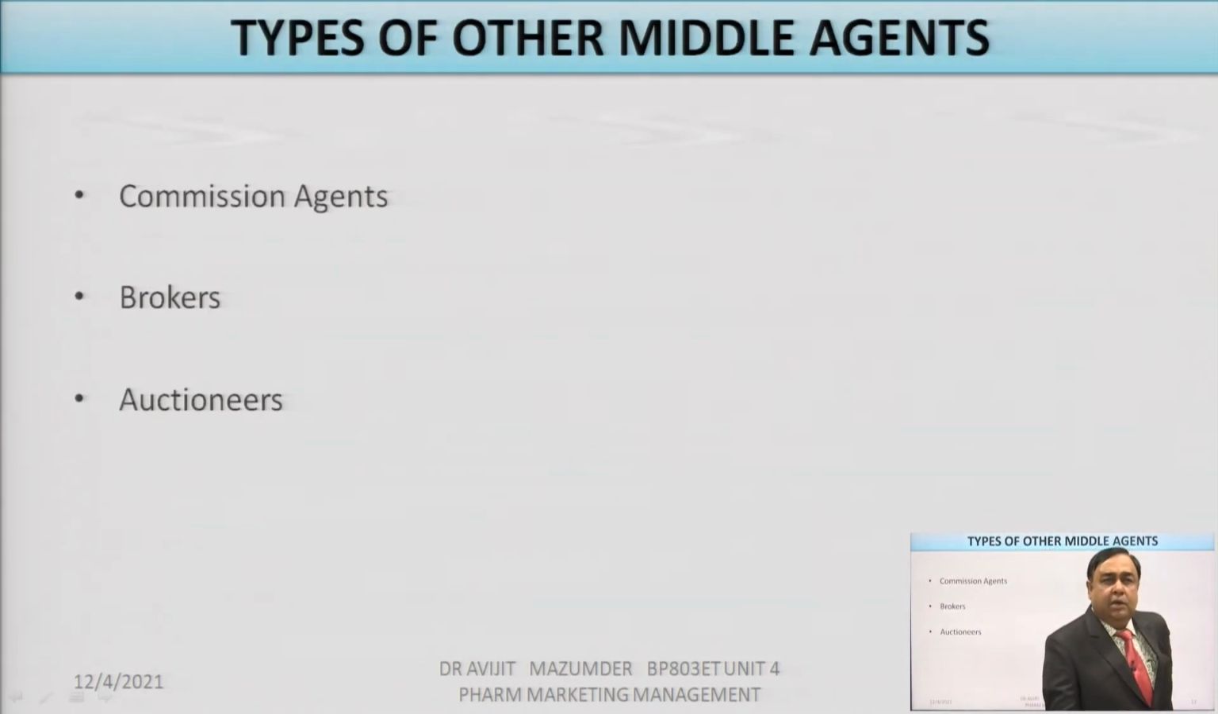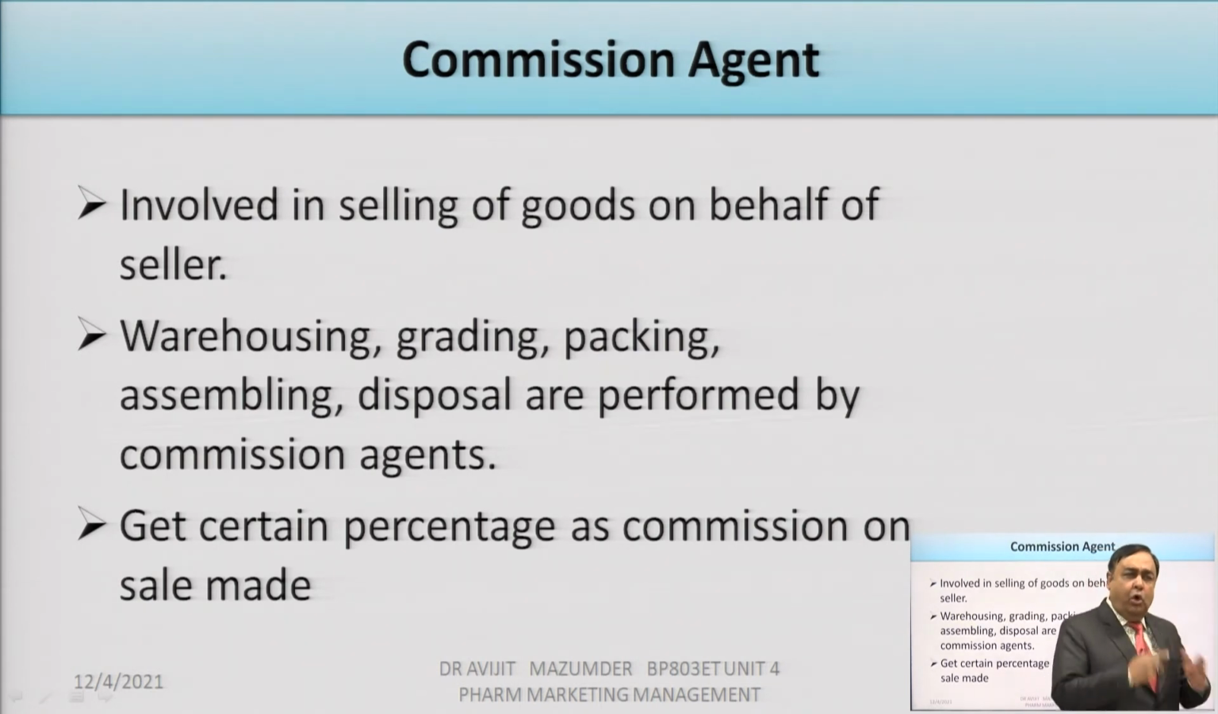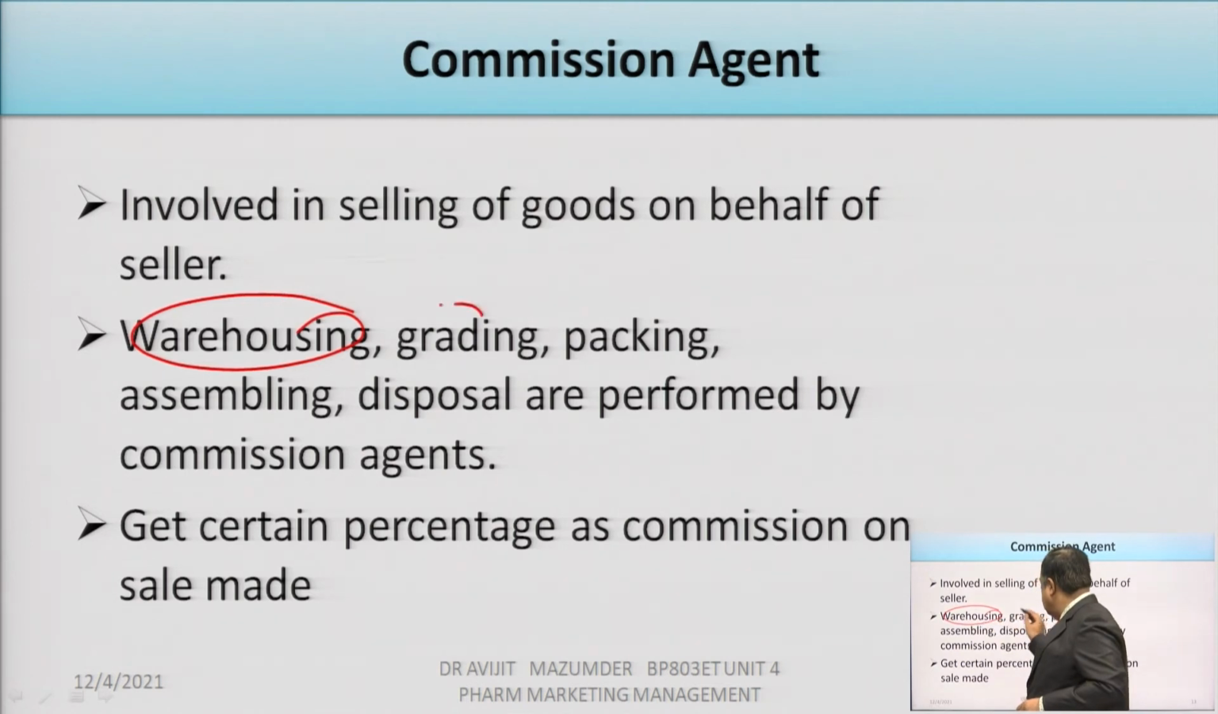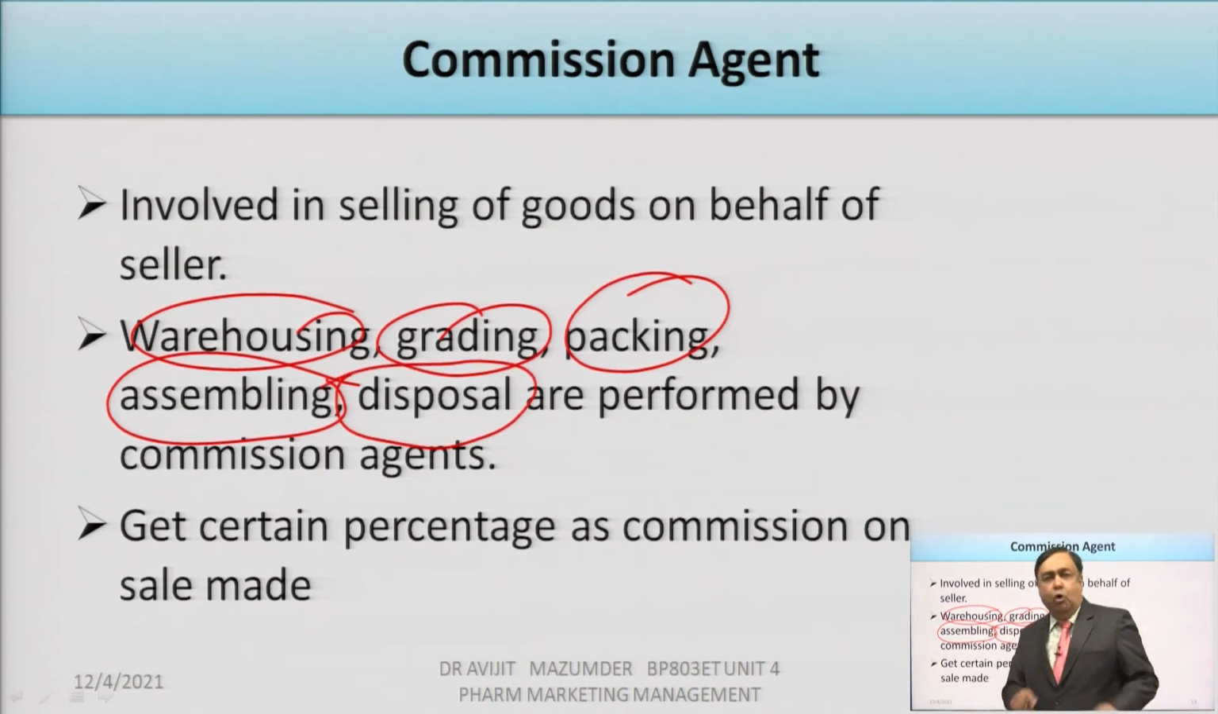What are the various other types of middlemen which are present? One is the commission agent, broker and auctioneer. Who is the commission agent? They are involved in selling of goods on behalf of the sellers. Warehousing, grading, packaging, assembling, disposal, they are all done by the commission agent. The entire series of activities, warehousing, grading, packaging, assembling, disposal, are the major functions which a commission agent does.